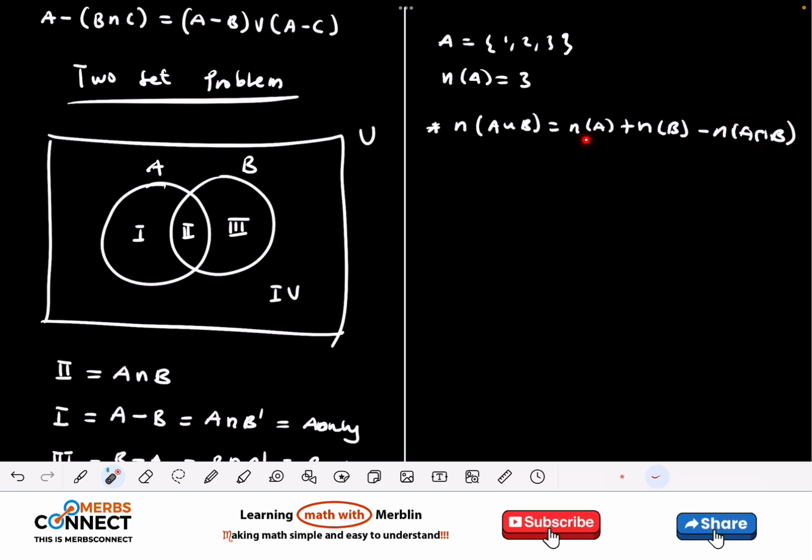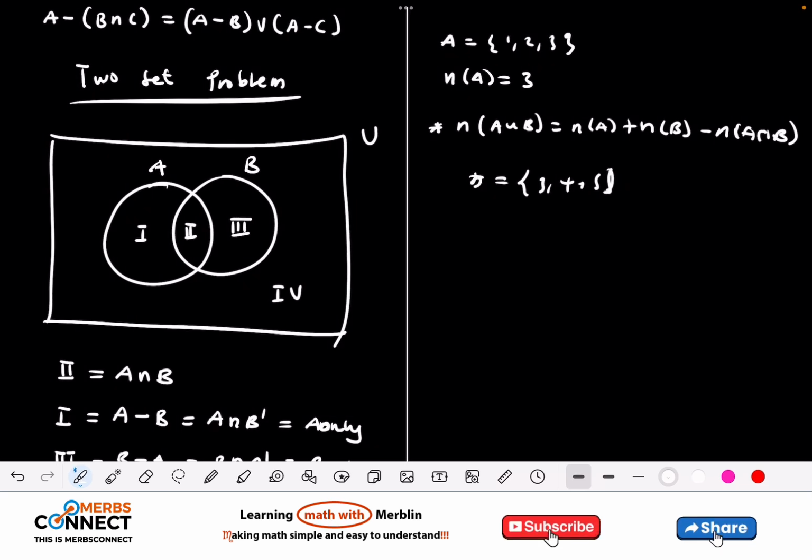The idea is that, remember, when I add this and this, there will be a number which is common to this and this. So if we have a number which is common to both, then we need to subtract that number. For example, let's assume I have A, which is 3, 4, 5, and this is B, which is 1, 2, 3.